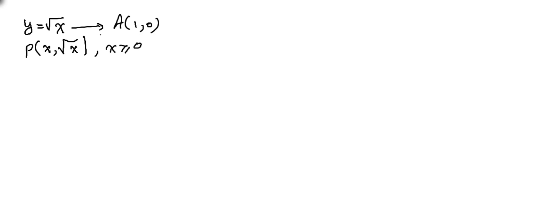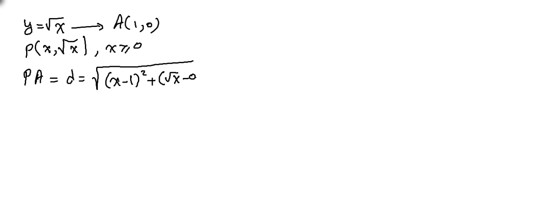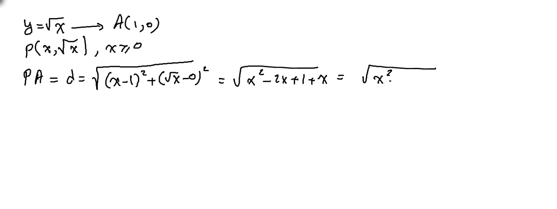How do we find the distance from P to A? We need to find the closest distance. The distance from P to A is PA. What is the rule of the distance? It's the abscissa of P minus the abscissa of A, squared, plus the ordinate of P minus the ordinate of A, squared. That is radical of (x minus 1) squared plus radical x squared, which is x squared minus 2x plus 1 plus x, so it is radical of x squared minus x plus 1. This is the final distance.